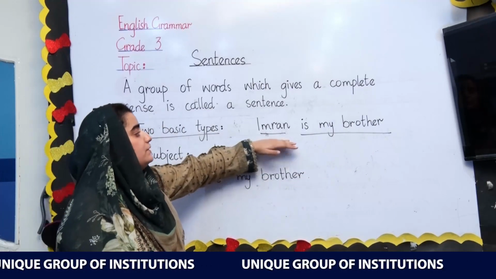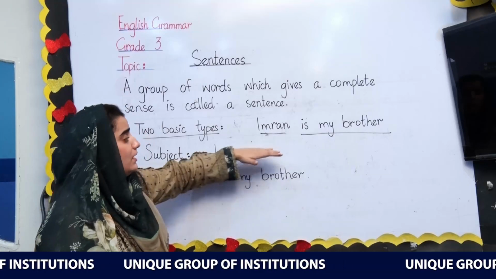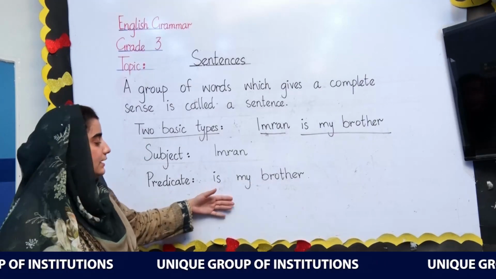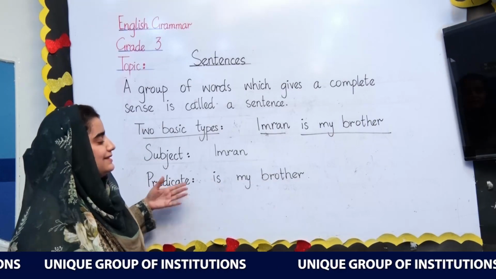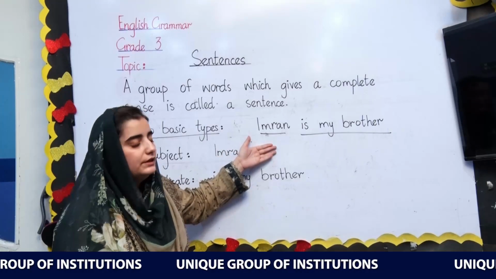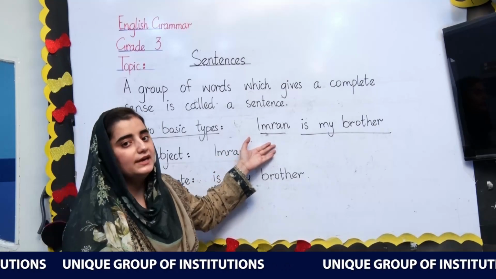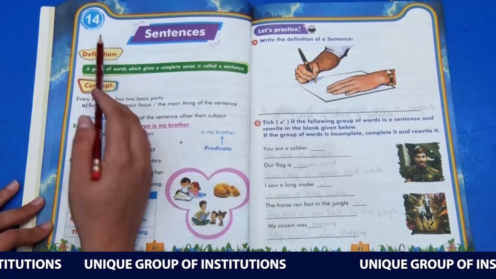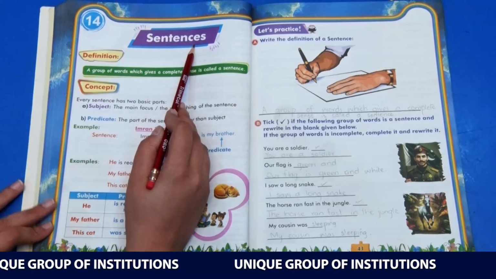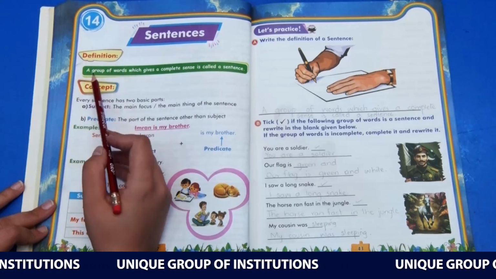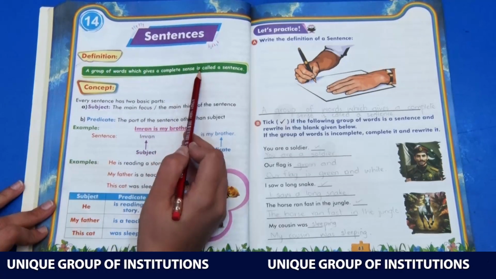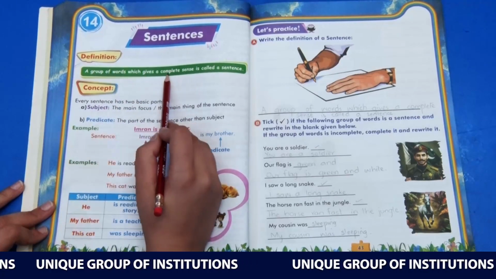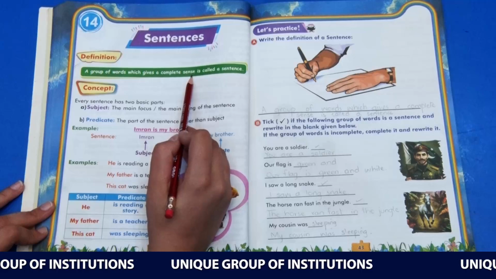The part of the sentence in which you are talking about the subject will come in the subject, and all the rest of the sentence that is left will be called the predicate. What will it be called? Predicate. I gave you one example, there are many more examples in the book. So let's move to the book to do the exercise. Now, open the grammar book at page number 42, unit number 14, sentences. As I told you about the definition, a group of words which gives us a complete sense is called a sentence.